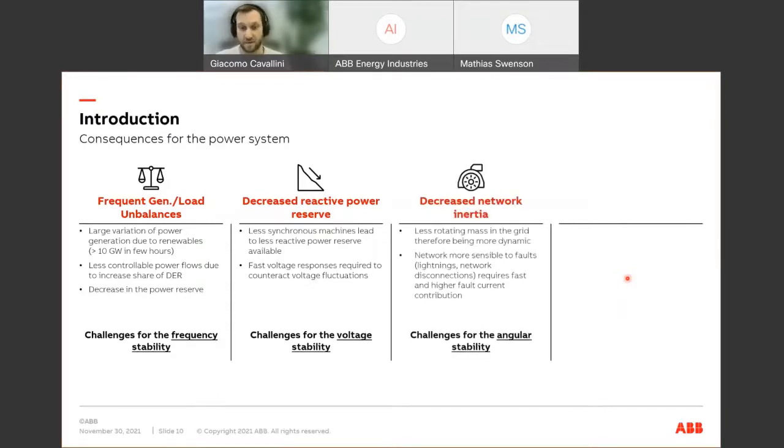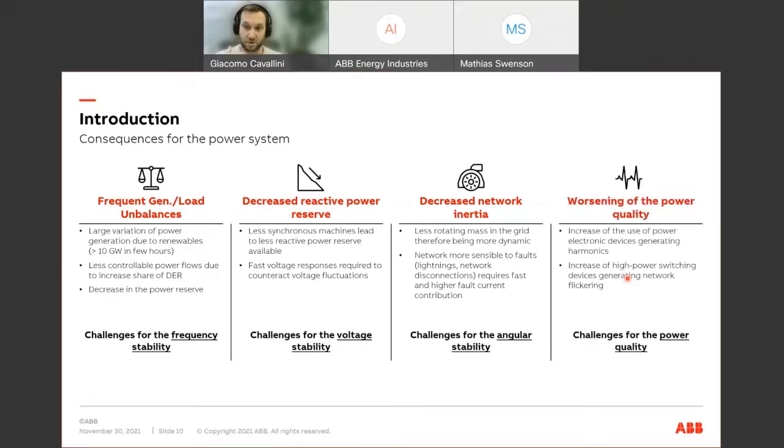At the same time, there is less inertia in the network. Of course, when we talk about the big rotating masses that were part of these large power plants with 1,000 megawatt plus synchronous machines, for example, this is unfortunately decreasing in the installed base at the moment. So we are seeing that the network is more sensitive to faults and actually requires a higher fault current contribution to be able to keep a stable operating condition.